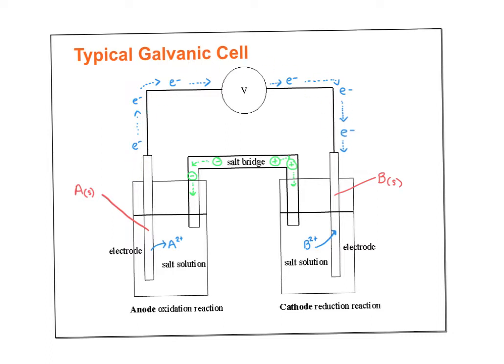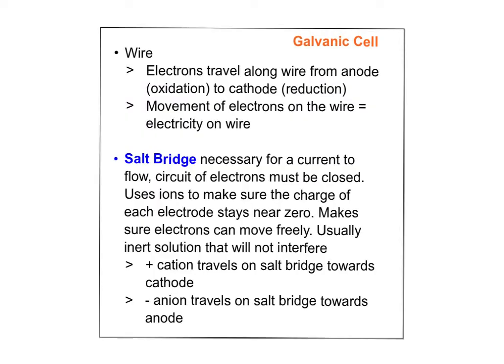Picture like a big stop. Those electrons won't be able to move anymore. One year on the AP exam, they actually asked students what the purpose of the wire was. And so just to be clear, I know it feels like common sense, but the electrons are what's traveling along the wire from the anode to the cathode. So from the oxidation to the reduction, anode to cathode. And so that is how we get the electricity. The movement of the electrons from the anode to the cathode on the wire is how we get the electricity.